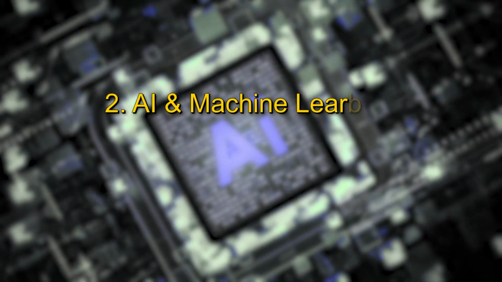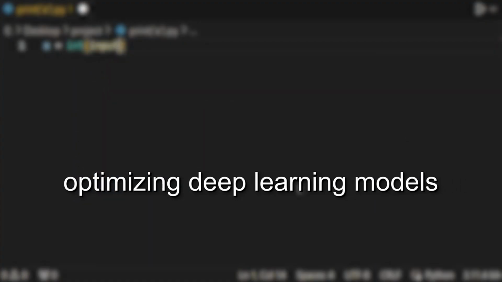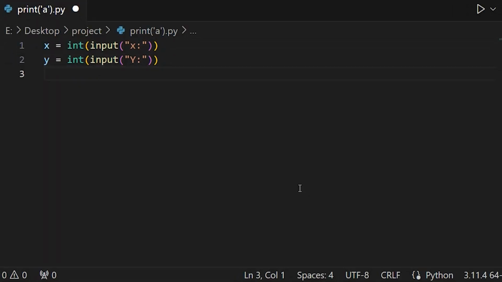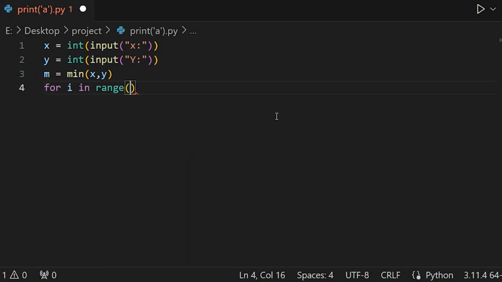2. AI and machine learning. DLSS 4 architecture can be leveraged for optimizing deep learning models. Improved rendering of digital faces using RTX neural faces. Lower computational costs for running complex models with FP4.